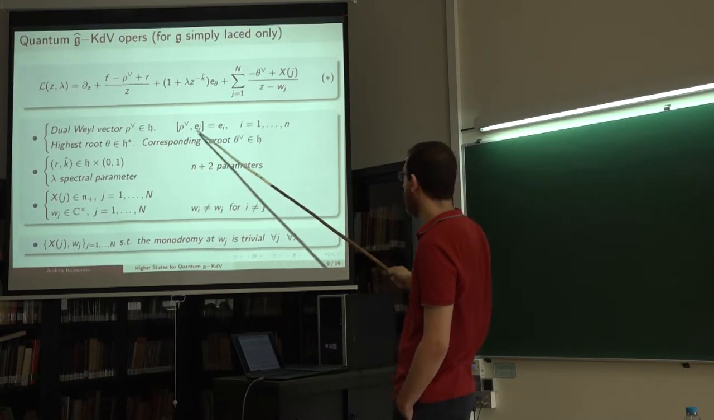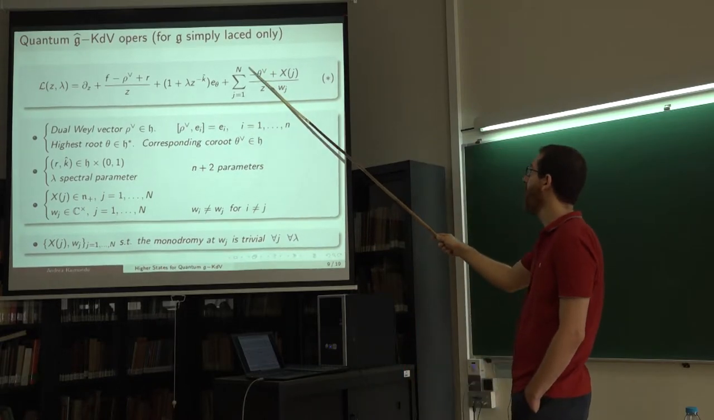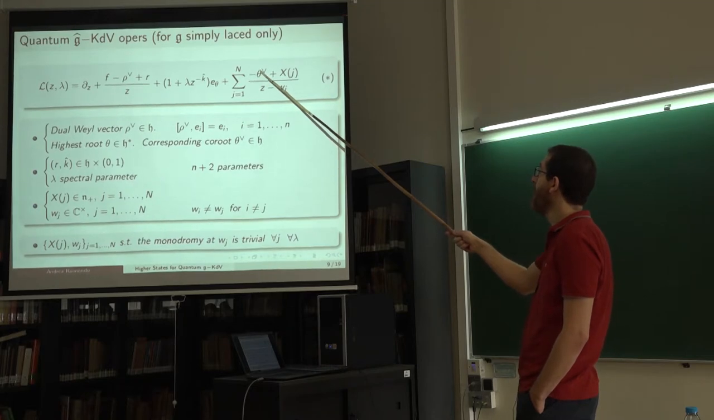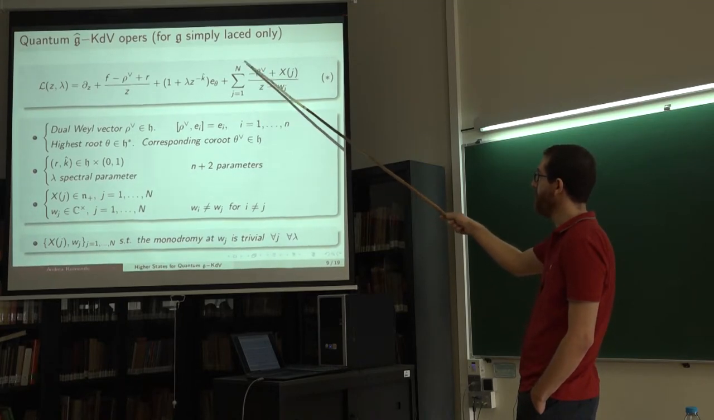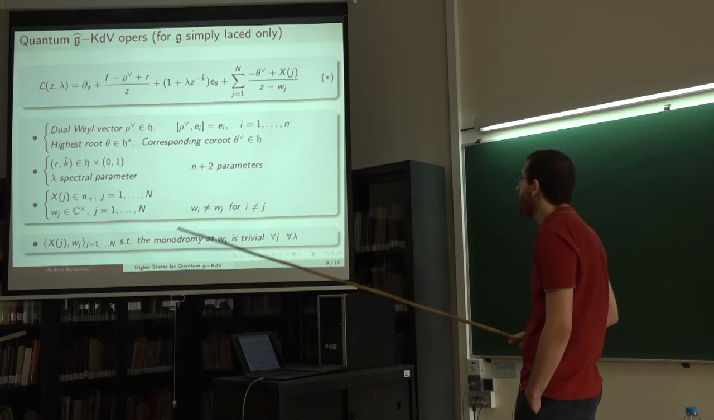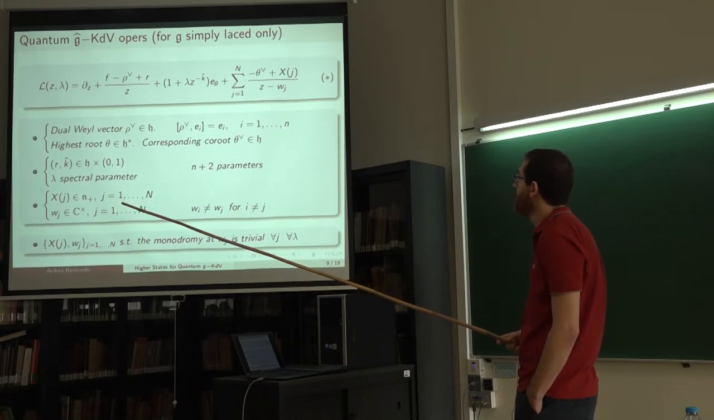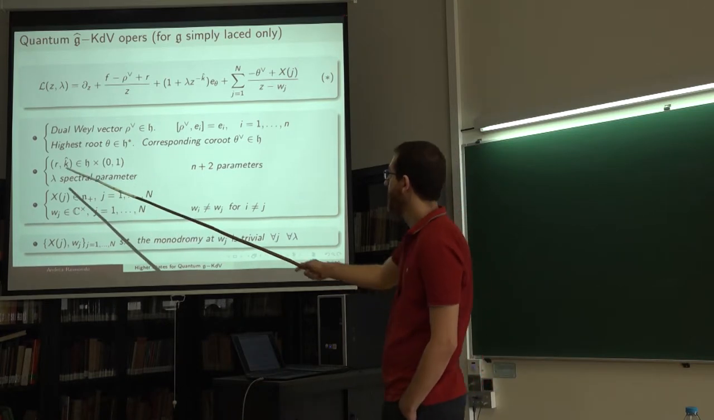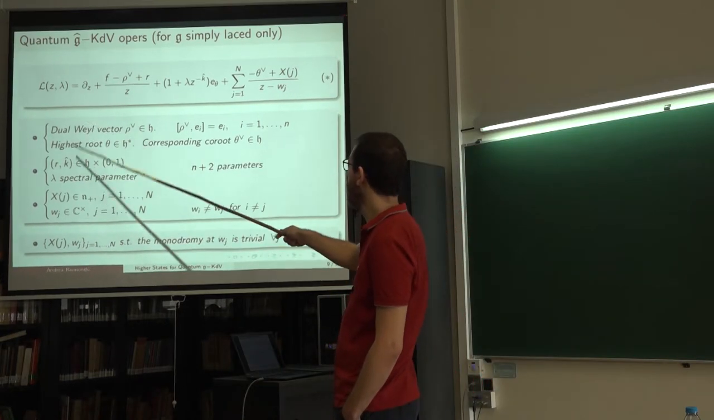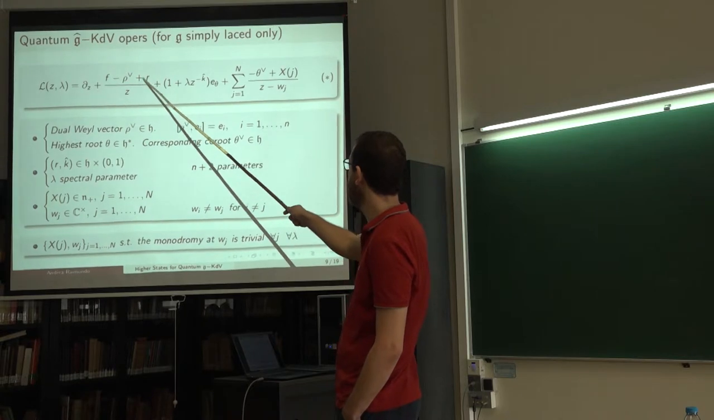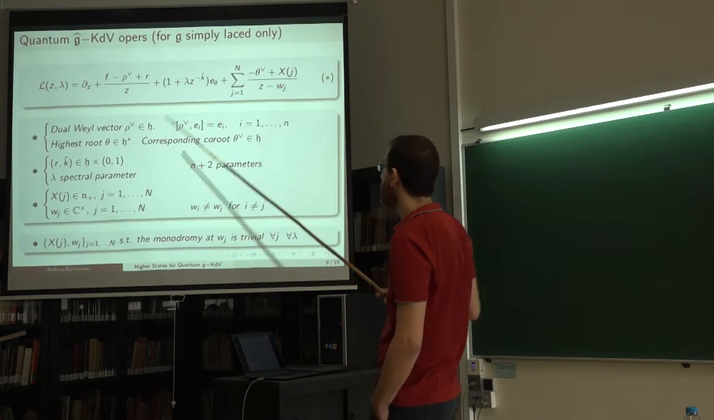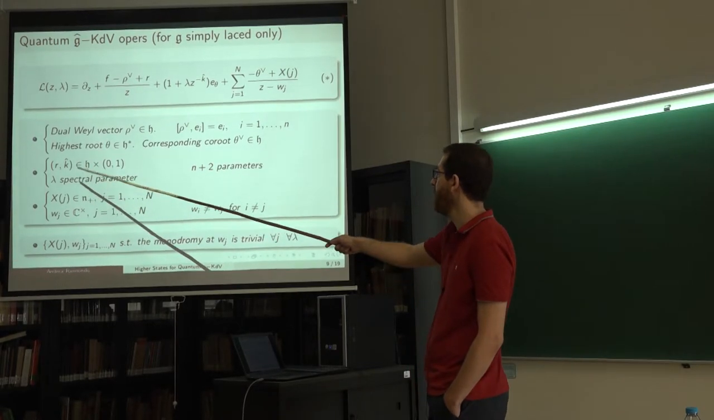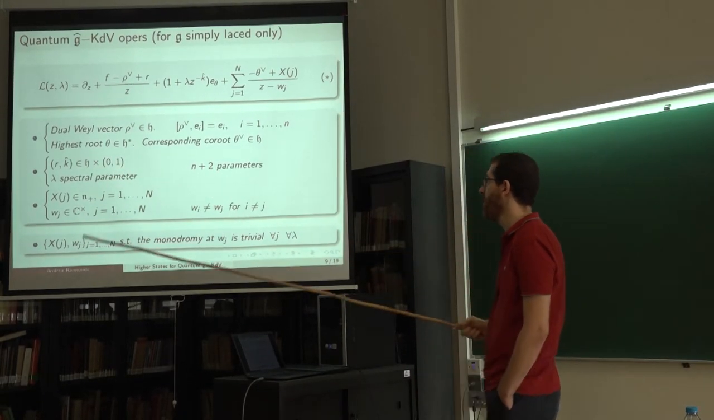Theta is the highest root, and the corresponding coroot is theta check. And here I have this minus theta check, actually. And it is the same for every j. And this is crucial for us. Then R and k hat: R appears here, and k hat is here. R is an element of the Cartan subalgebra, and k is a real parameter between 0 and 1.